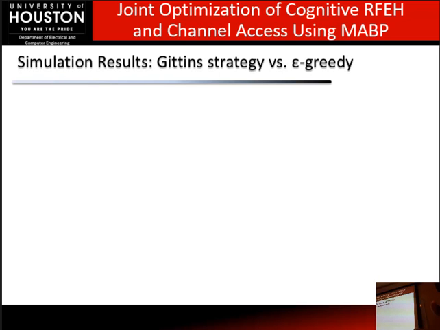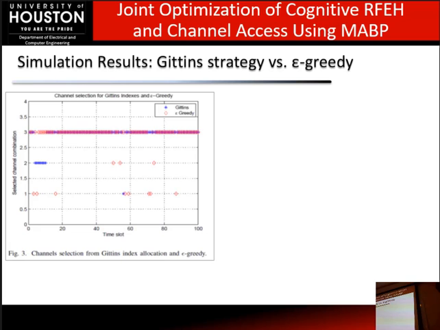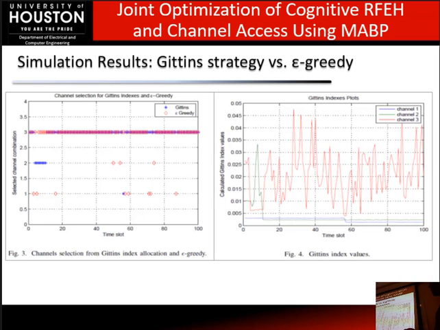So I ran some simulations by comparing this Gittins strategy and the epsilon greedy. So here we have a plot of 3 channel combinations, channel 1, 2, and 3, by playing the Gittins index strategy and the epsilon greedy. So as you can see, the Gittins index selects the optimal channel most of the time as compared to the epsilon greedy. And here we can see the plot of each of the Gittins index at each decision epoch.